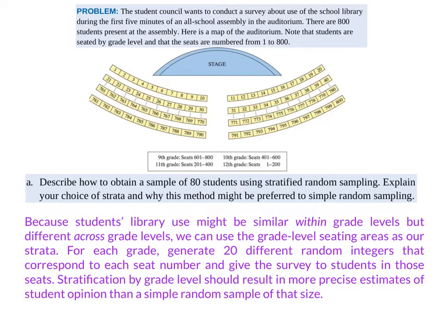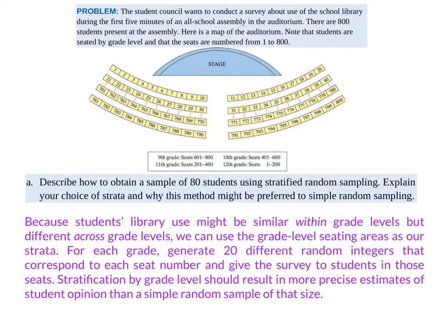So what you could do is you could use those 4 grade levels, 9, 10, 11, and 12. And if we're looking for 80 responses, 80 divided by 4 is 20. So what you would do is you would generate 20 random integers for each of the grade levels and their seat numbers. So for 9th grade, we'd generate 20 random integers between 601 and 800. For 10th grade, 20 random integers between 401 and 600, etc. And we would ask those students sitting in those random seats, those 80 random seats, to take the survey. And so that is how we would use stratified random sampling.